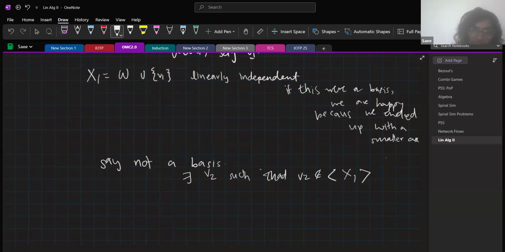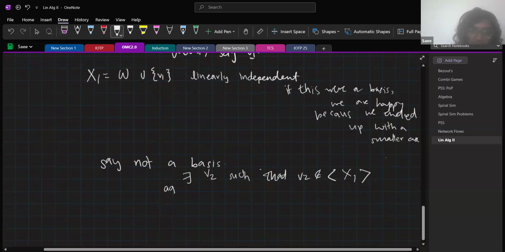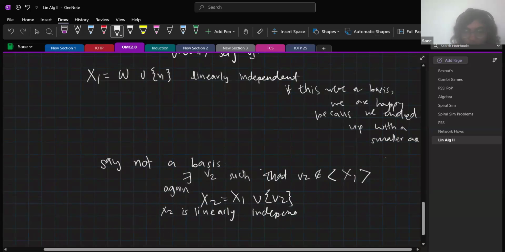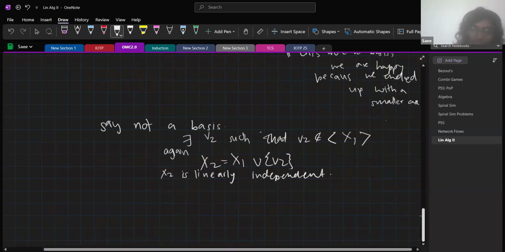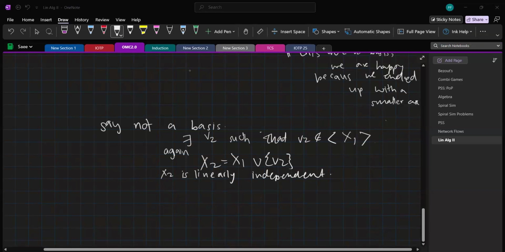So then again we can add V2. So then again let X2 be X1 union V2. X2 is linearly independent. And that makes us happy because, does somebody want to say why that's happy? Then we can just keep on going till this ends, like we get a basis.